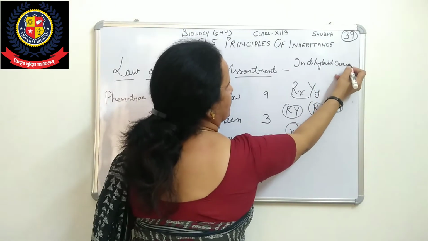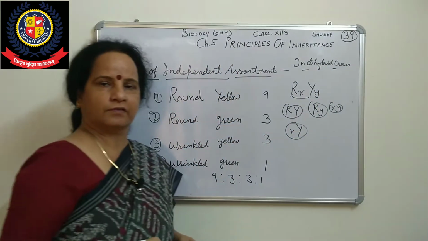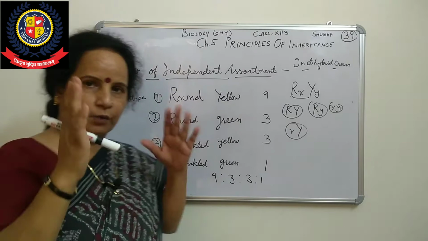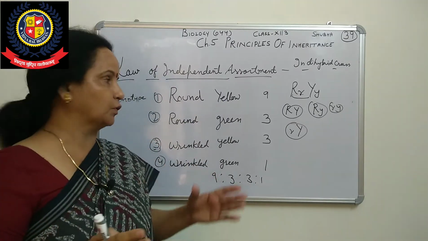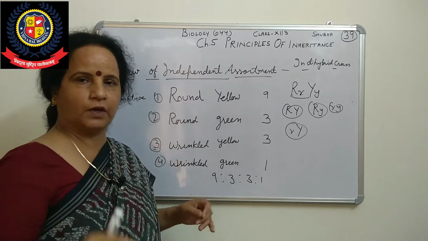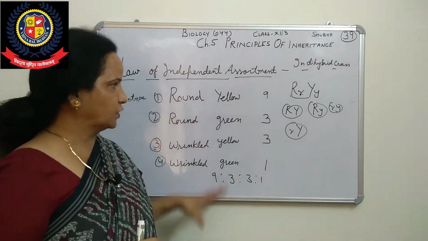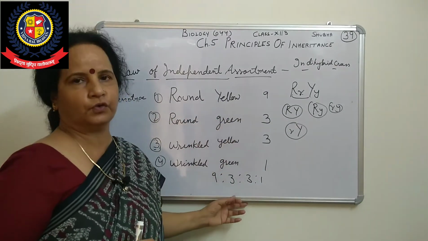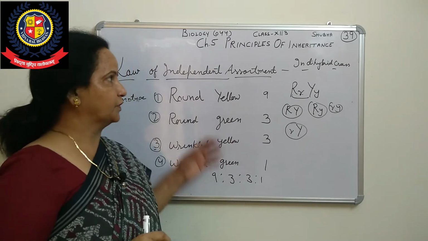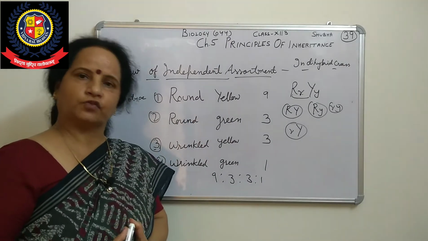If you have done it in the previous session, you can see that these are in your Punnett square. What you have done yesterday, I told you that you will also draw that Punnett square and make whatever phenotypes you can make. Just you see that you are getting such a ratio in that. Okay, so now this is the law of independent assortment.